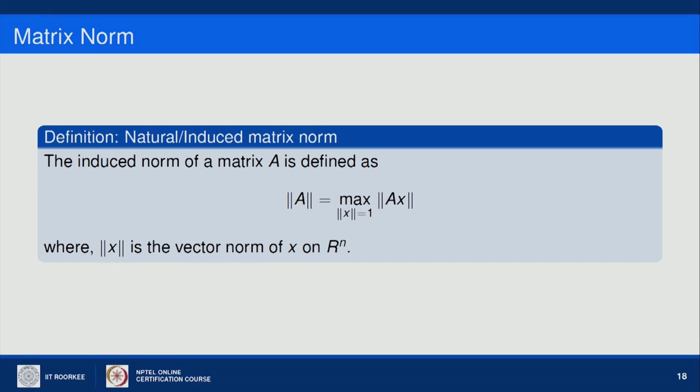The first one is the natural or induced matrix norm. It is defined for a matrix A by this equation. The norm of A will be the maximum of the norm of A times x, where x is a vector in Rn having unit norm, a vector of unit length. So, here you have a vector of unit length, and you multiply this vector with A.